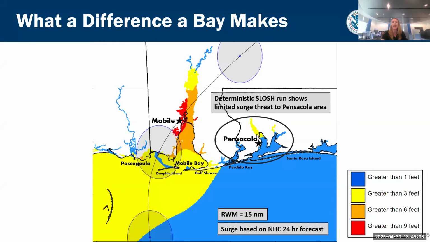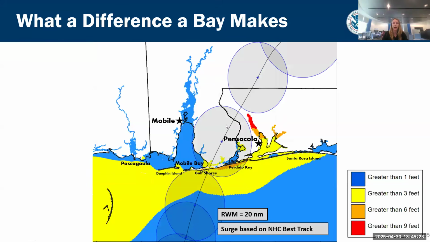And when I say deterministic, I'm talking about that single skinny black line. If I were to just run this single track through my model, this is the result I get. And so with this forecast, we're not really saying that Pensacola has much of a threat. But in reality, 24 hours later, the storm makes landfall, and it actually makes landfall east of Mobile Bay. And so again, that very small shift in track has a huge difference on the flooding footprint.